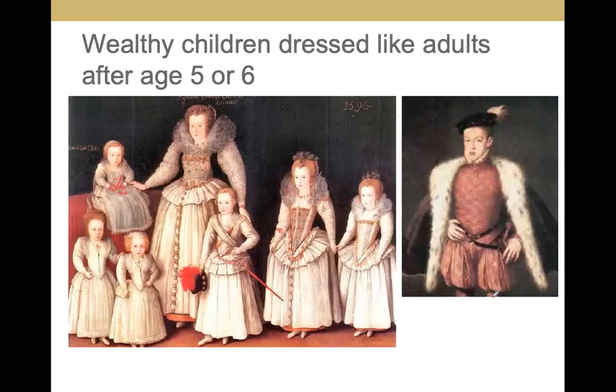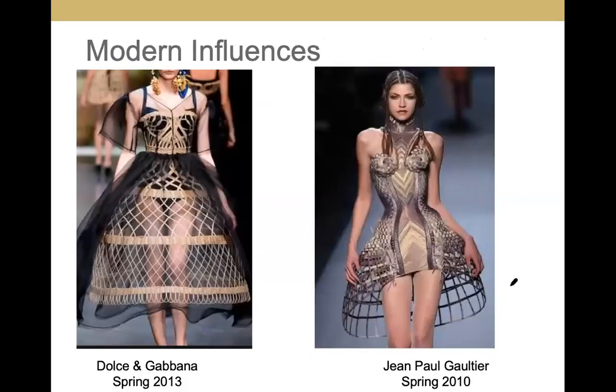These are children. So children dressed just like adults when they were wealthy. At the time they were 5 or 6, girls would put on corsets, and they would wear the farthingale and the bum roll and everything. Boys would also wear the doublet, the peascod belly, the stuffed trunk hose, the whole thing. So there really wasn't such a thing as relaxing children's clothing at this time.